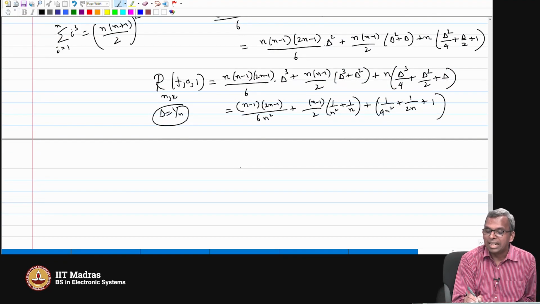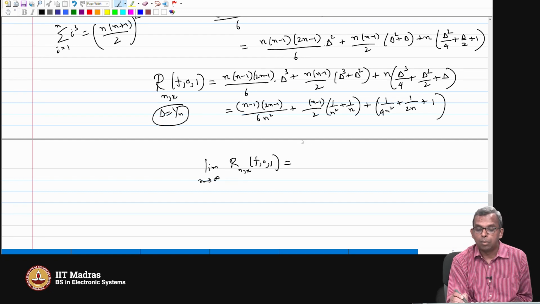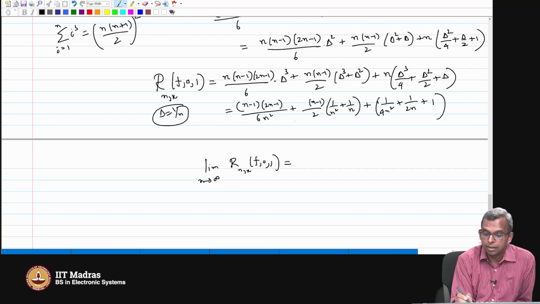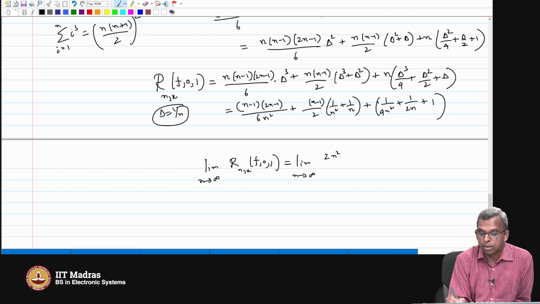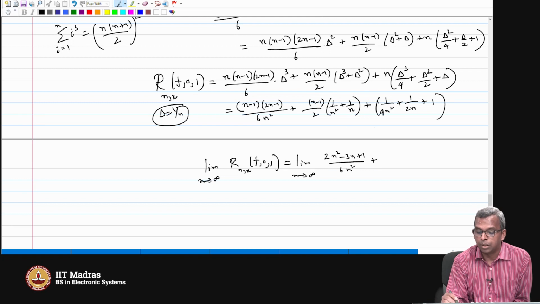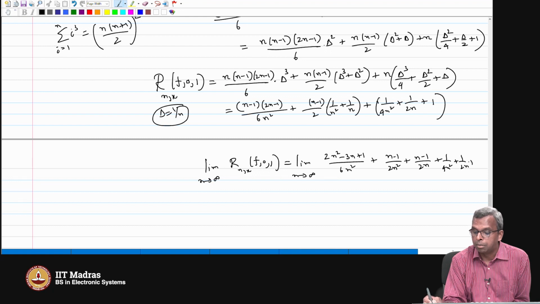Now we can tend n to infinity. So if you tend n to infinity, what will happen? Limit as n tends to infinity, R_n of f comma 0 comma 1 will become what here? If you want you can simplify. Let me simplify this. You get here (2n squared minus 3n plus 1) by 6n squared. Here you can do it differently. You can split this term into two parts. So you will get (n minus 1) by 2n squared plus (n minus 1) by 2n plus 1 by 4n squared plus 1 by 2n plus 1.